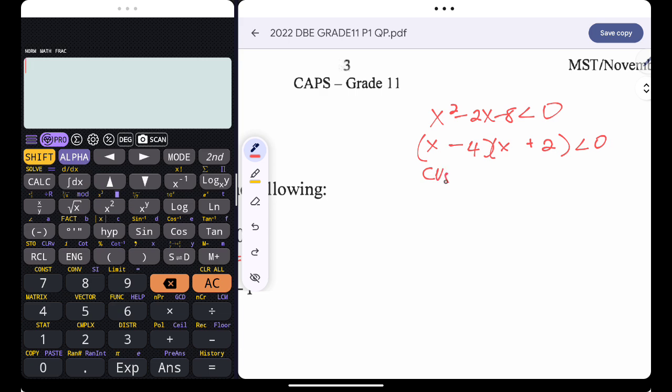After doing that, I must write my critical values. What are critical values? Critical values are the values of x that when I substitute here, they will give me 0. I know that whenever I substitute 4, I'll get a 0, and whenever I substitute negative 2, I'll also get a 0. After finding the critical values, I must just place them on my number line, obviously from the smallest to the largest. Since I don't have an equal sign over there, that means my critical values are not included.